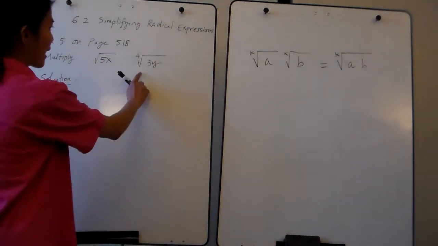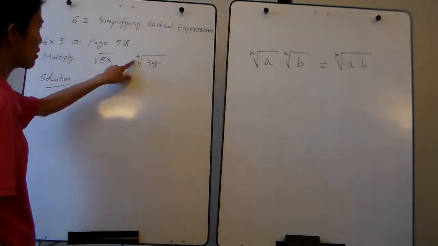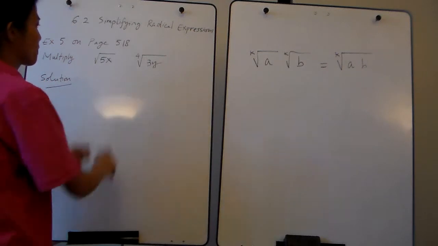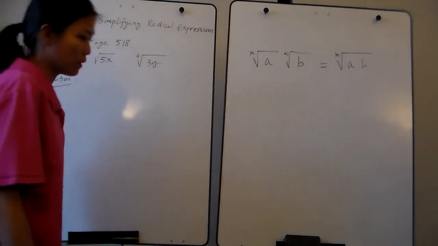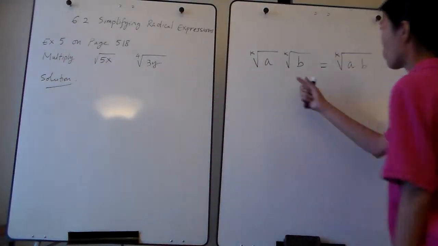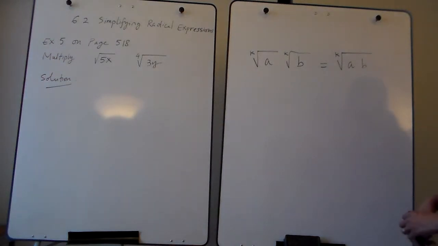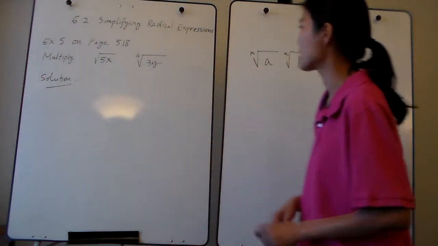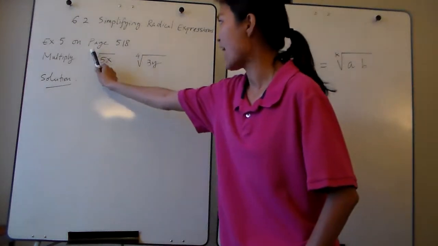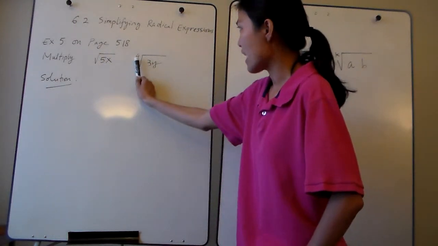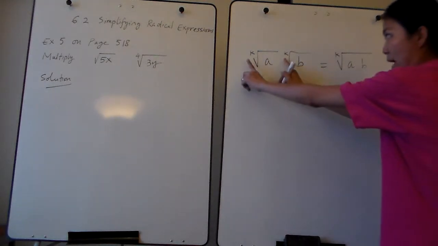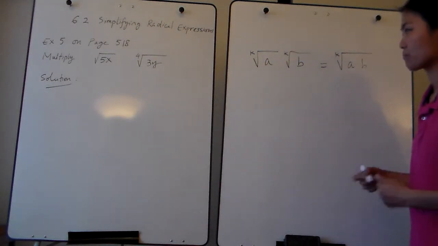Now, for this radical, it has k equal to 4, so this is the fourth root, so there is a difference. You cannot use this formula right away when you try to multiply the two radicals, because they have different k. This is k equal 2, this k is 4. You can only apply this formula when you have the same k root, okay?